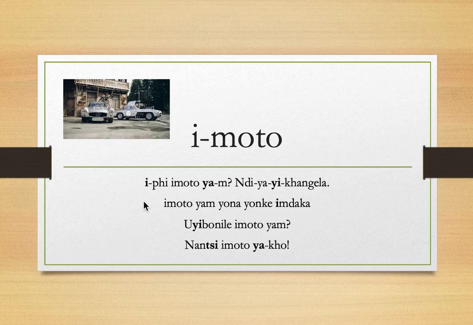Ndiyayikhangela, I am looking for it. Imoto yam yona yonke imdaka. All of my car is dirty, my whole car is dirty. Yona is the emphatic pronoun for this class, so as for it, as for my car, yona, yonke imdaka, it is all dirty. Again, the I here is it is dirty, it's the subject for this class. Uyibonile imoto yam, did you see my car? It saw the car of mine. Nansi imoto yakho, here it is, your car.